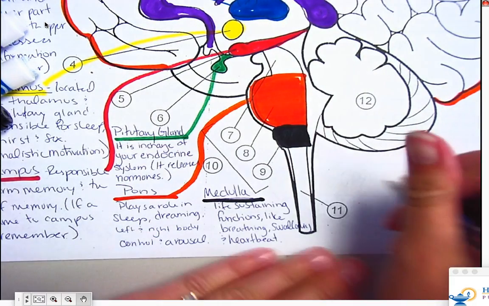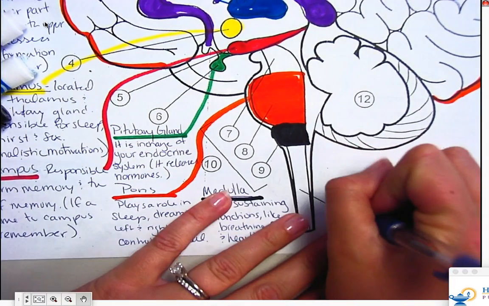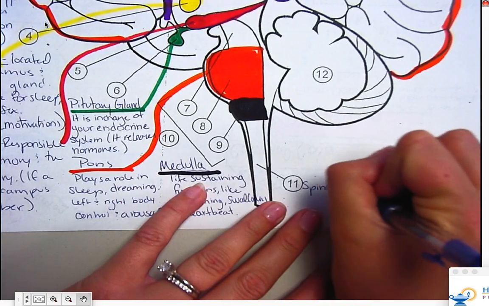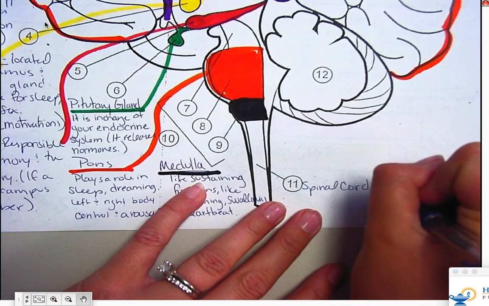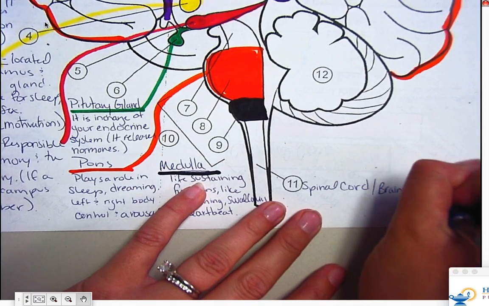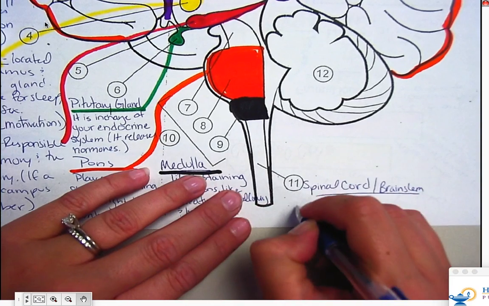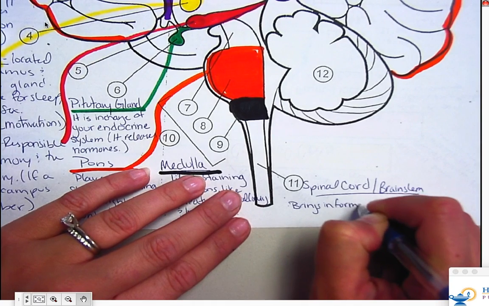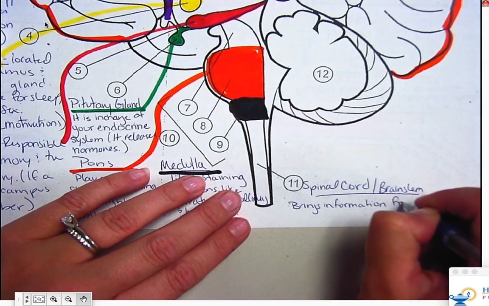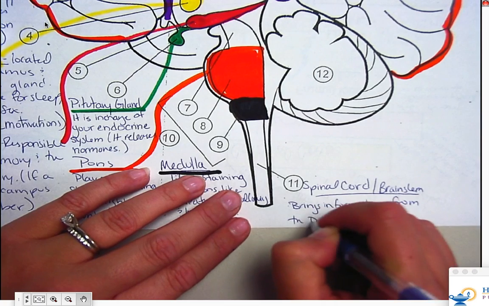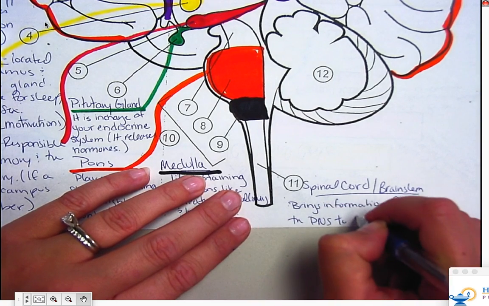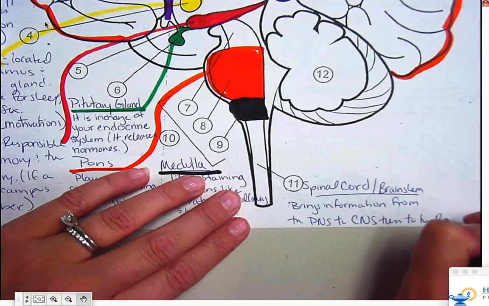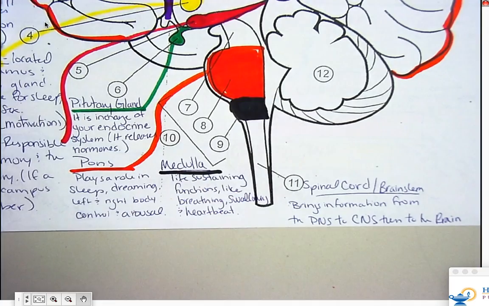Alright, then you have your spinal cord, brainstem. And this brings information from the PNS to the CNS, then to the brain. And for me, it's going to be yellow.